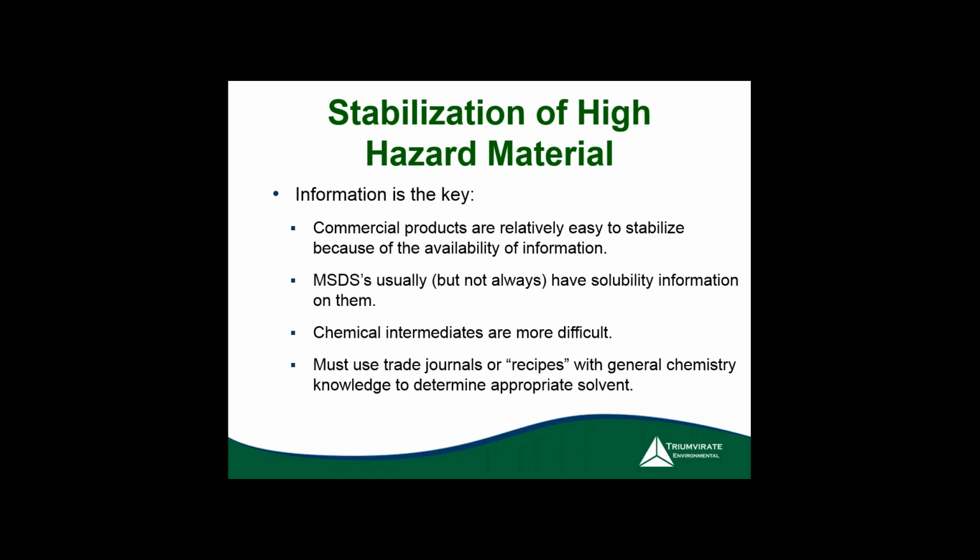Sometimes we've run into cases where researchers are trying to create a new chemical or a new long-chained chemical, and this is a byproduct of it. So those are all things that we need to know on the front end so that we can determine the most appropriate way to handle the material. In some cases, we've had to use trade journals or recipes with general chemistry knowledge to determine how to properly handle the material.